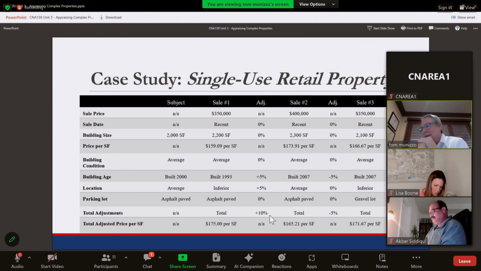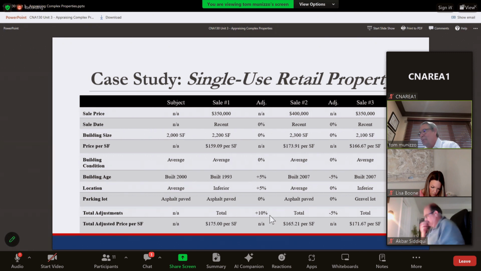So you come in at, take 173.91 times 0.05, and then that's going to reduce your dollar amount down to 165.21. 173.91 times 0.05 is 8.7. Comes down to 165.21.